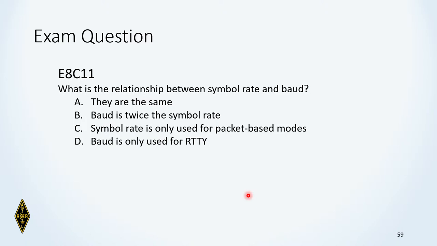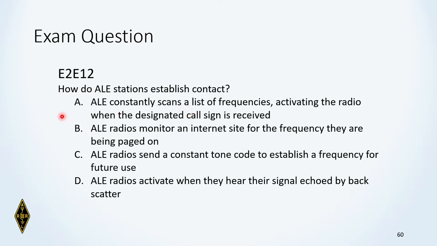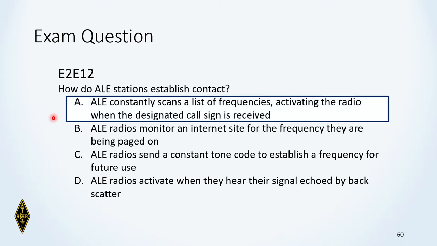What is the relationship between symbol rate and baud? Be careful here. They're the same. Yep, they're exactly the same. And the distractor answers will kind of eliminate themselves if you get confused there. How do ALE stations establish contact? Automatic link establishment. Alpha. Constantly scans a list of frequencies, activating the radio when the designated call sign is received.